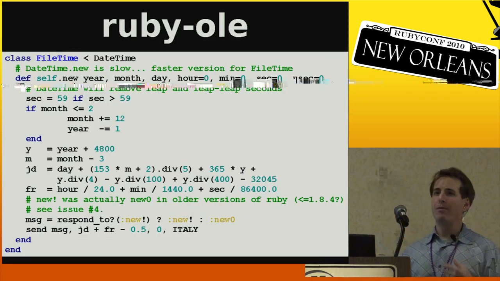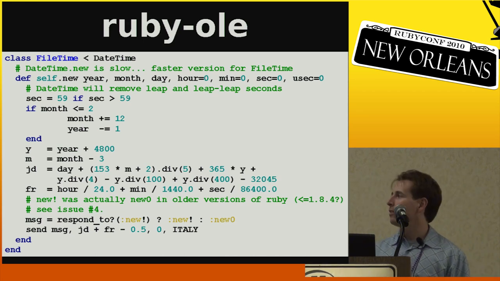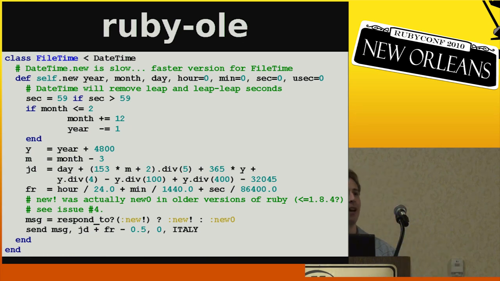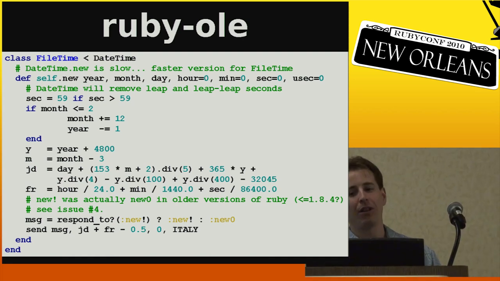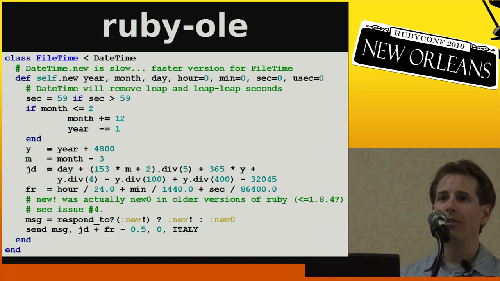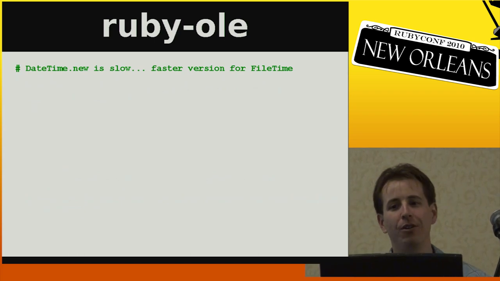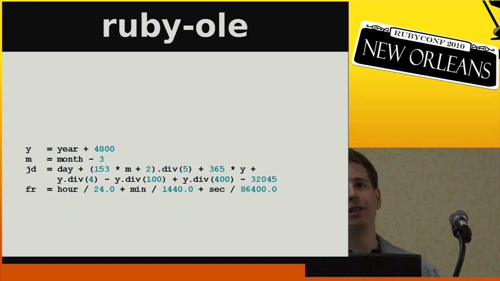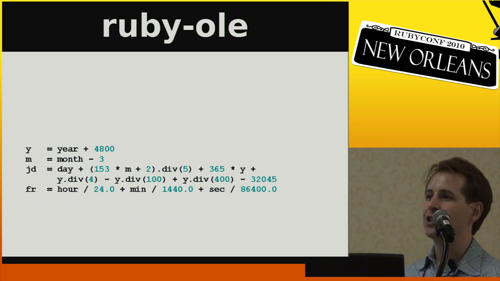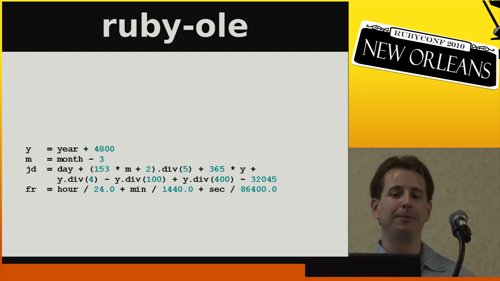C libraries are the most common places you'll see the overriding of date and date time code, but even some pure Ruby libraries do so. This example was taken from Ruby OLE, which is a Ruby library for dealing with those ugly Microsoft formats like Office, pre-Office 2007 Word documents. And Ruby OLE has a file time class, which is a subclass of date time. There are a couple things to note here. First is the comment right at the top, which says datetime.new is slow, faster version for file time. Second is the middle block where it re-implements the Julian date calculation. And the reason this is faster than letting the standard library do the calculation is that it uses a float instead of a rational to store the date.